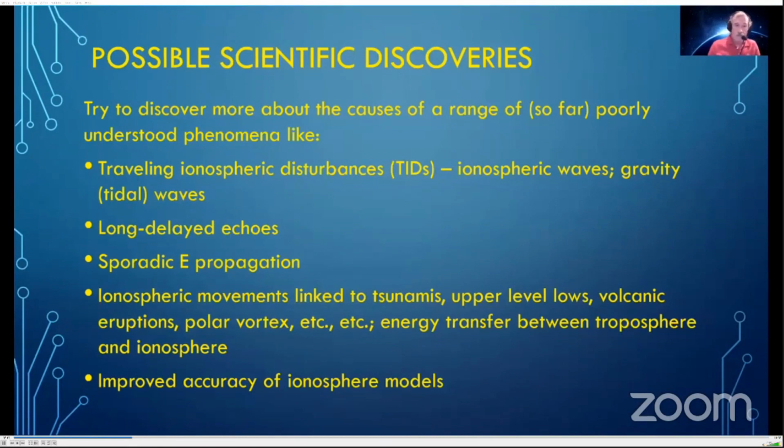There are other interesting things that occur, long delayed echoes, sporadic ionospheric movements that are linked to a whole range of things. Tsunamis, upper level lows, volcanic eruptions, storms, all kinds of things that result in energy transfer between the troposphere and the ionosphere. And we hope to improve the accuracy of ionospheric models used by NASA.